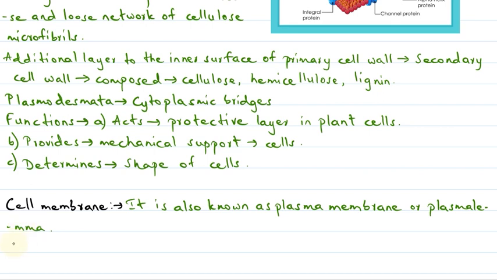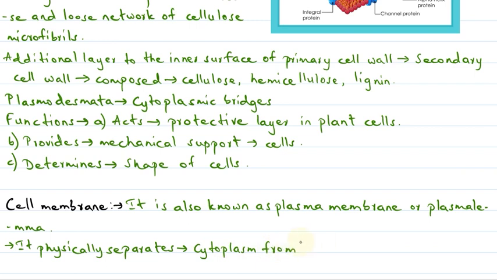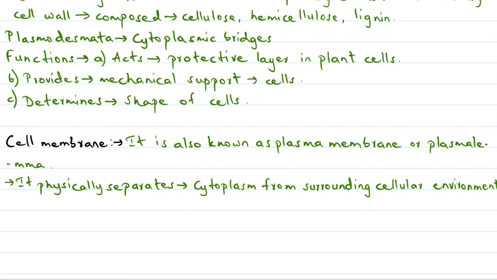So the cell membrane physically separates. So it physically separates what? It physically separates cytoplasm from the surrounding cellular environment. Okay, so this is what the plasma membrane or the cell membrane does.